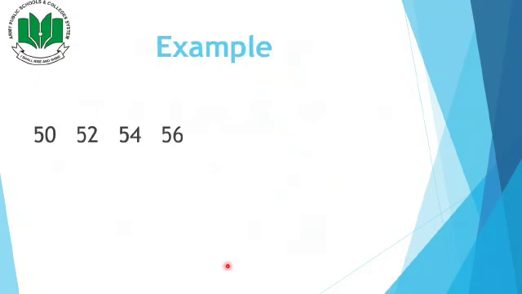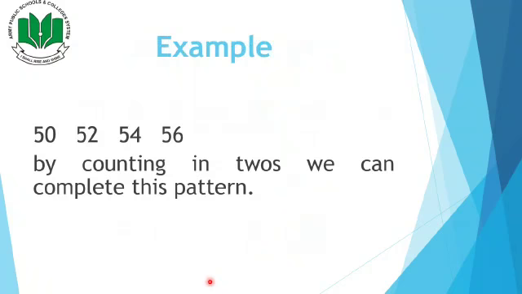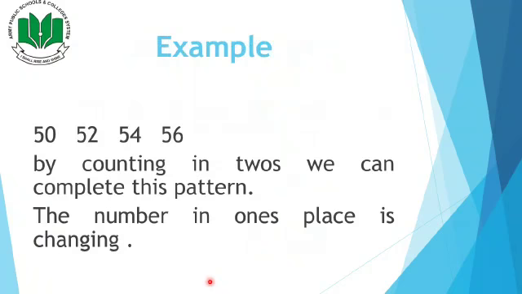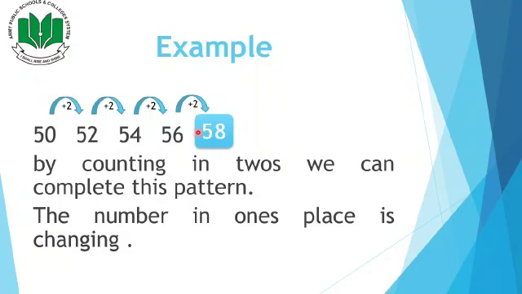There is another example. We have number 50, 52, 54, 56. By counting in twos, we can complete this pattern. Notice that the number in ones place is changing. 50 plus 2 becomes 52. Again plus 2 becomes 54. Again plus 2 becomes 56. And if we again add 2, then it will become 58.